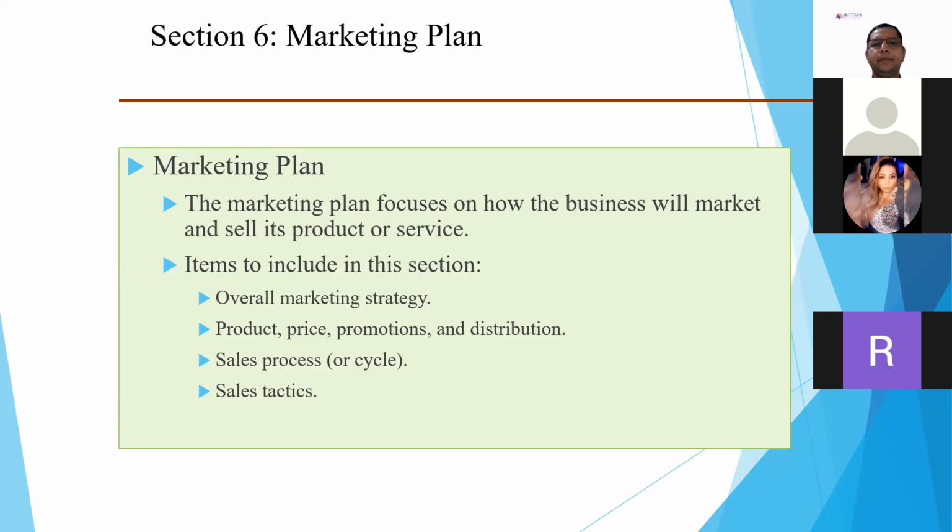Section 6 is a marketing plan. This is another important aspect of the business plan. The marketing plan focuses on how the business will market and sell their product or services. Here, you should include your marketing strategy, your product, price, promotions, and distribution, the 4 Ps. In fact, now we can include 7 Ps. Sales processes or sales cycles, sales tactics or sales strategy.